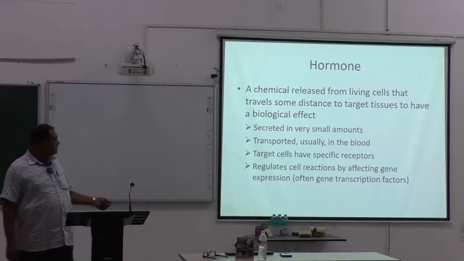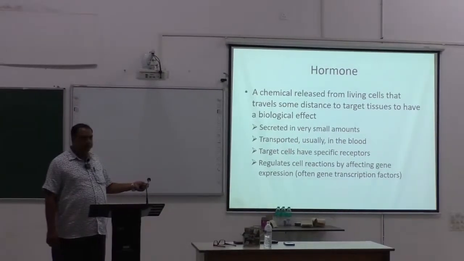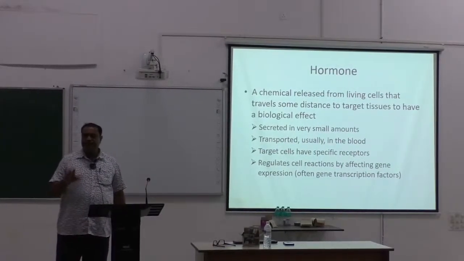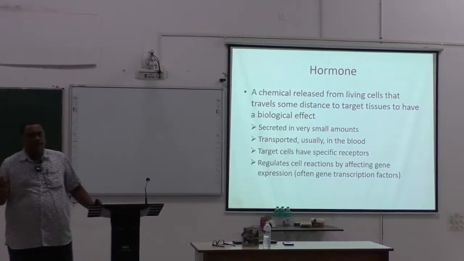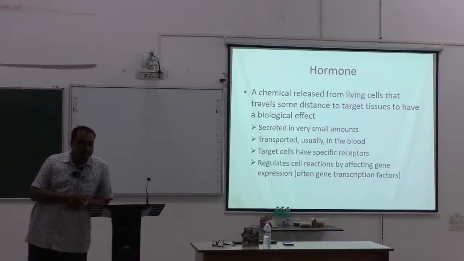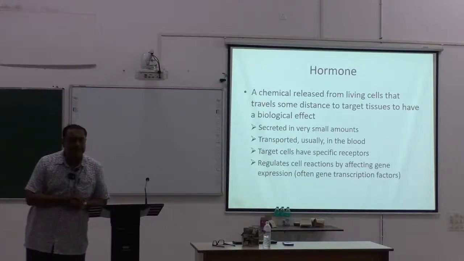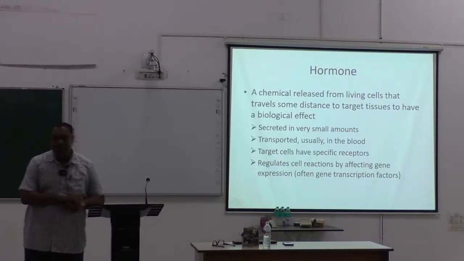They must be secreted in very small amounts. Transported usually in the blood, meaning there is usually no specific transporter. For example, a vitamin can be transported through blood or it may require some transporter. If the vitamin is fat soluble, it requires a transporter. If the vitamin is water soluble, it does not require any transporter. Correct?